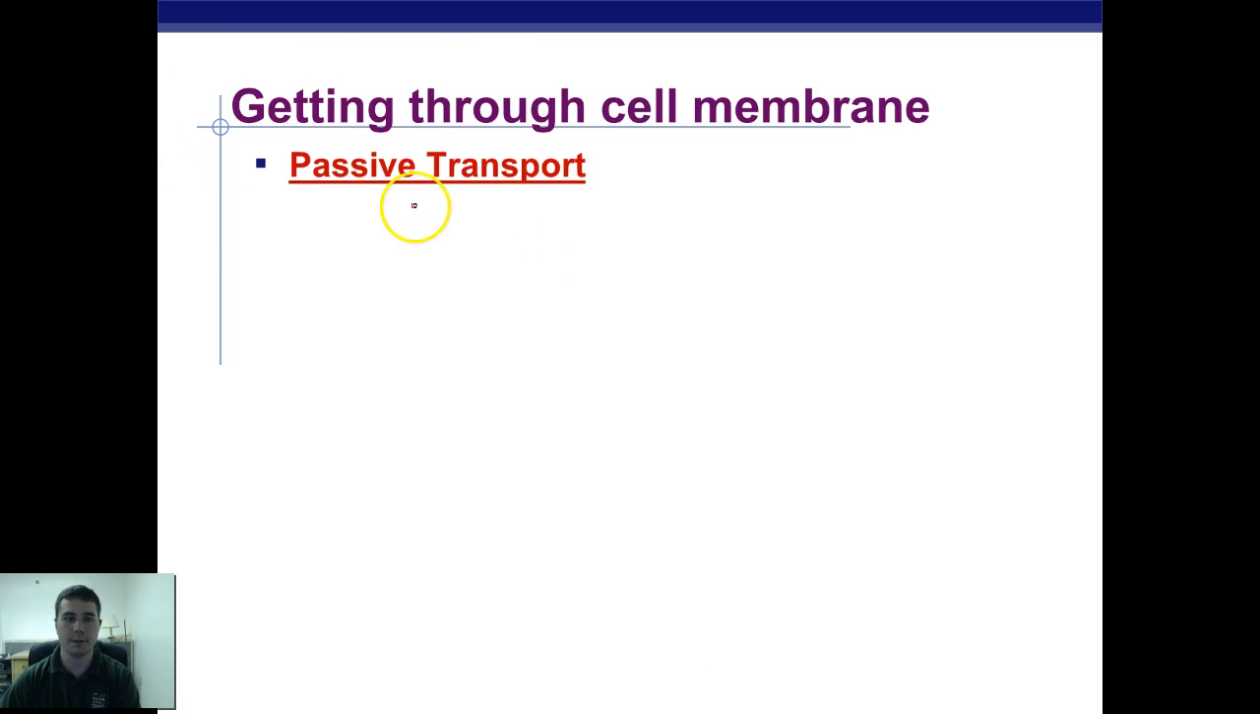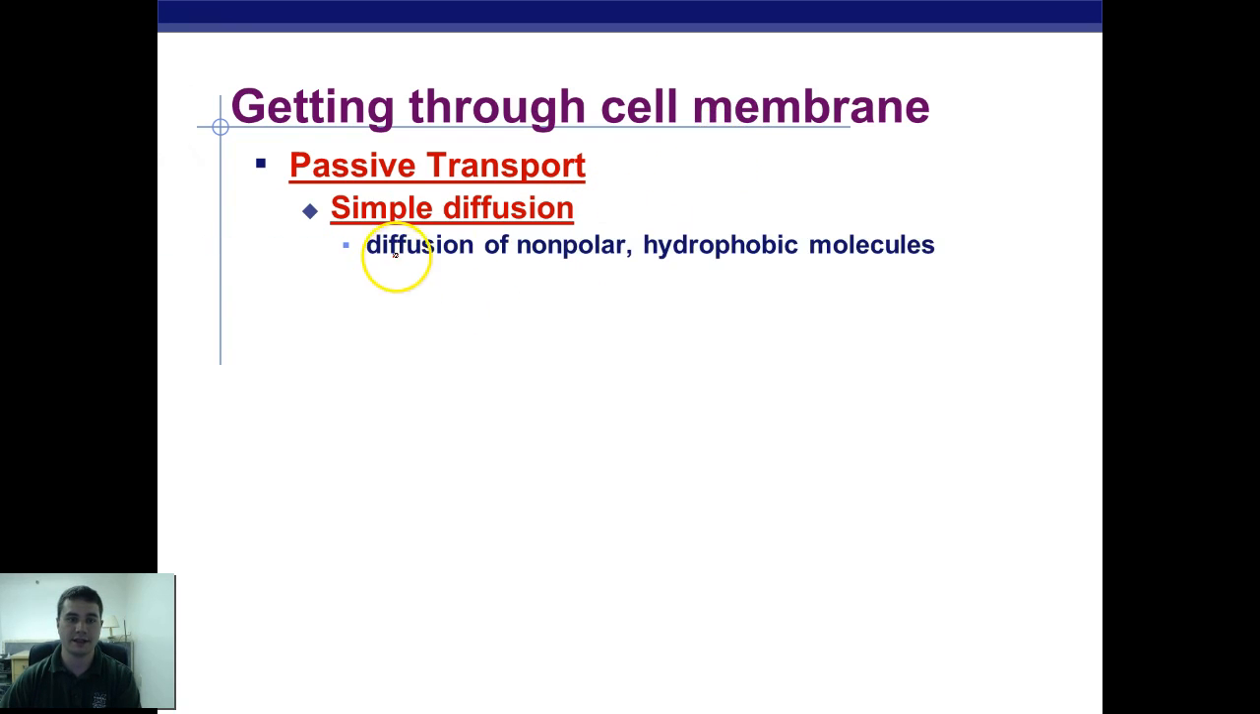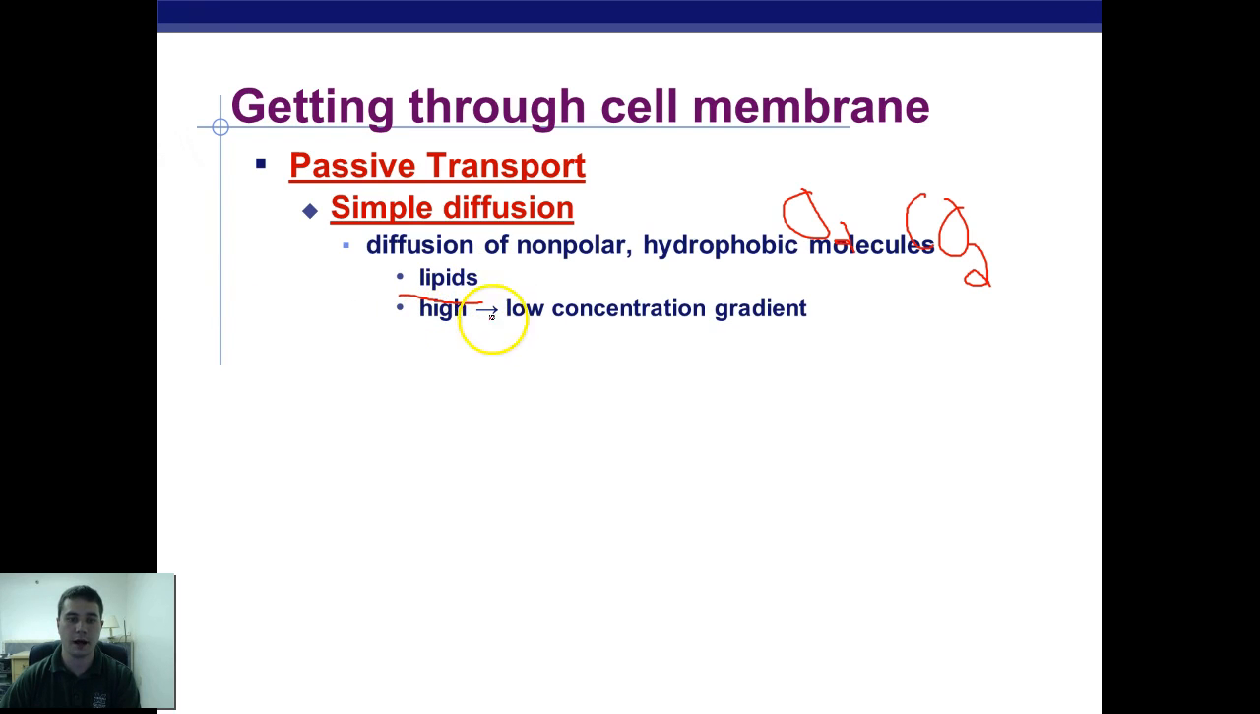So like I said, getting through the membrane, you have passive transport. That's simple diffusion, where things are just moving through the membrane. And that's nonpolar hydrophobic molecules, like oxygen or CO2. Those things don't require energy. They don't need anything to make their way through. Lipids are another good example. Lipids are those oils that we talked about that the membrane is actually made of. They run from high concentration to low concentration.